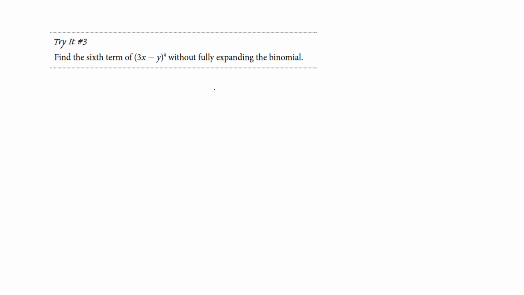Okay, so here we go again. We want the 6th term. So it's r plus 1 equals 6. So we're going to want to use an r of 5. Again, it's adjusting for the fact that this starts with 0 when we expand these. So the 6th term is going to be 9 taken 5 at a time. We're going to take that exponent, and we're taking 5. We're using r. So then we're doing 3x to the 9 minus r times negative y to the r.